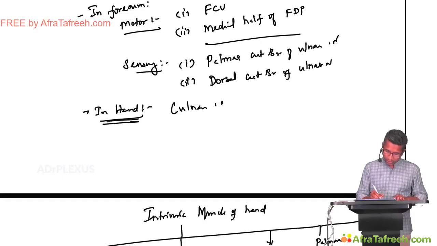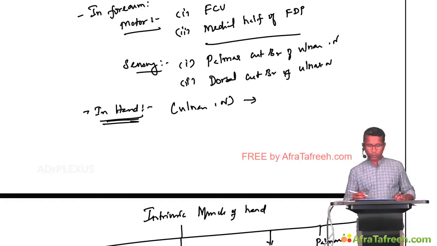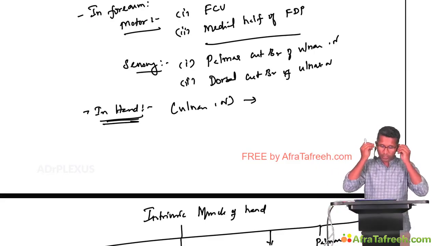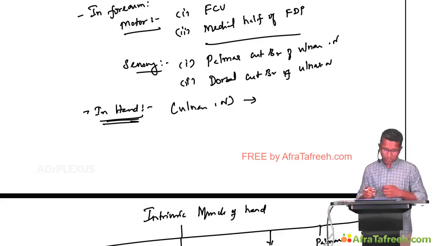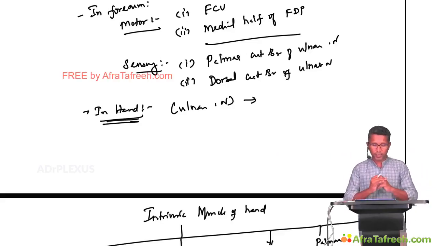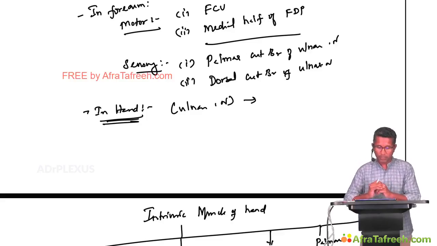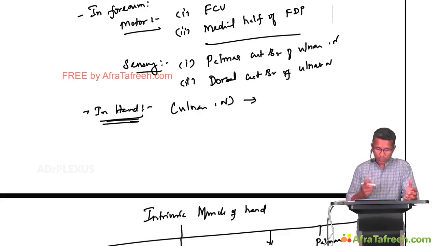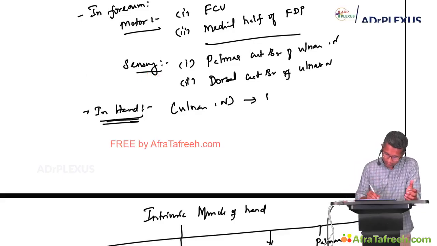The ulnar nerve is also called the musician nerve. And the median nerve is also called what? Yes guys, what is the other name for the median nerve? The median nerve is also called the laborer's nerve. And the ulnar nerve is also called the musician nerve.